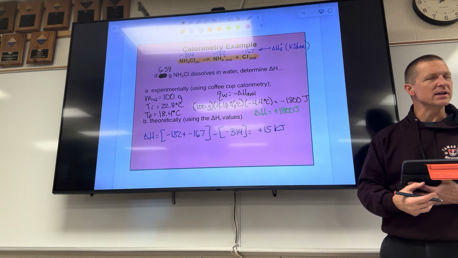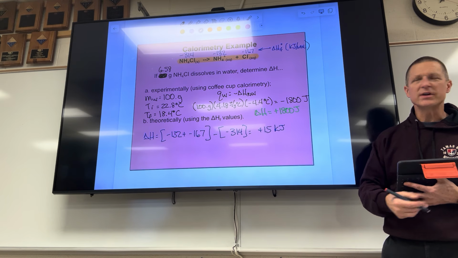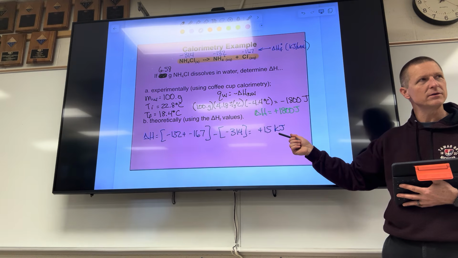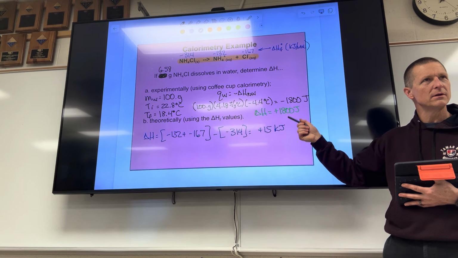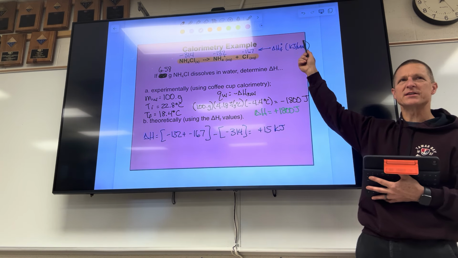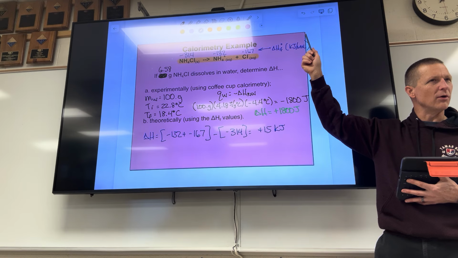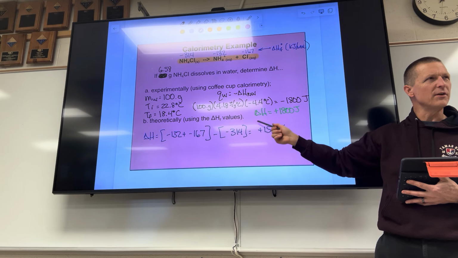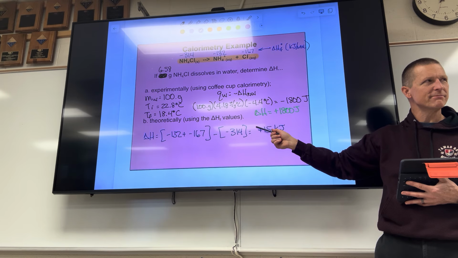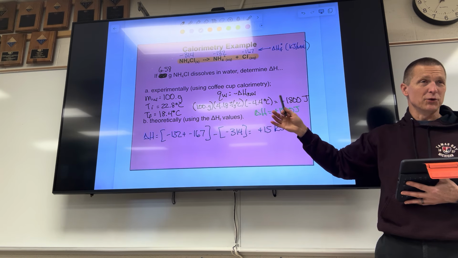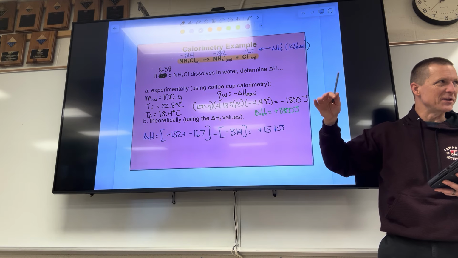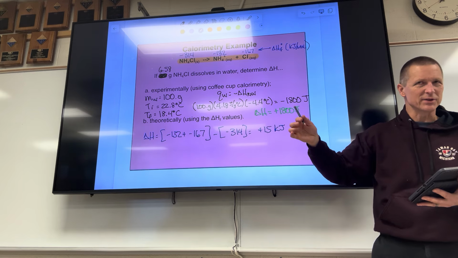Okay, now let me ask you this. Is it accurate to compare this value to this value? Remember what the unit up here was? I asked Ronan specifically for the unit. What's that say? Kilojoules per mole. Did we dissolve a mole of ammonium chloride? We didn't. We need to do a correction for the amount of ammonium chloride that we actually dissolve.